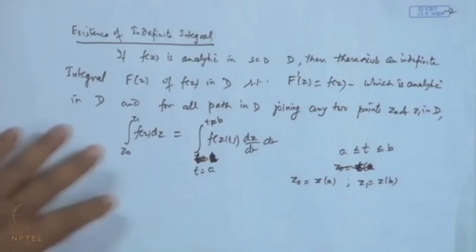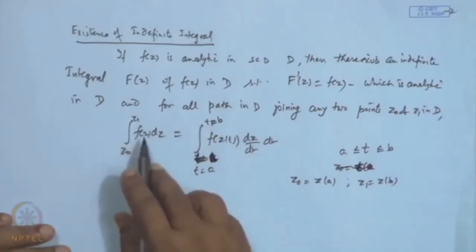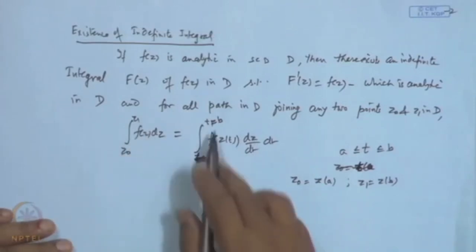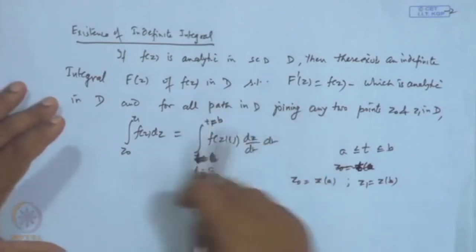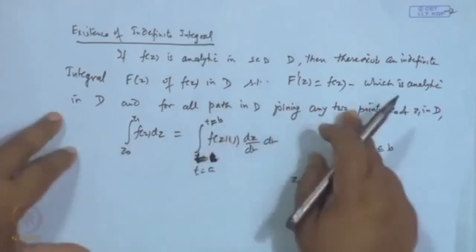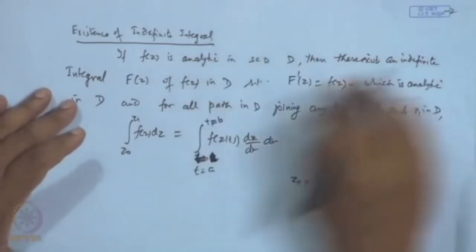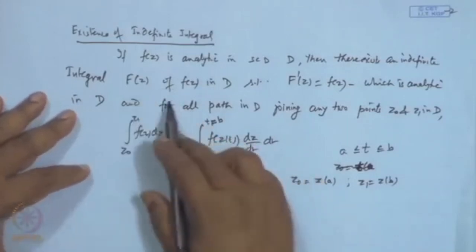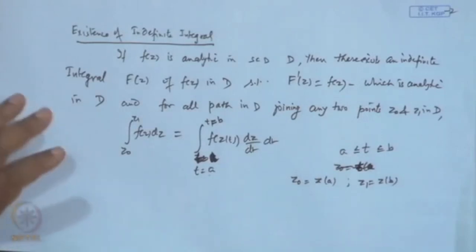So we can get the value of this line integral in terms of the definite integral from a to b of f of z(t) z prime(t) dt. We have already used this part, but the existence of the antiderivative is guaranteed because of this result. If the function is analytic, then definitely the antiderivative will exist, with derivative equal to f. Proofs we are not giving.